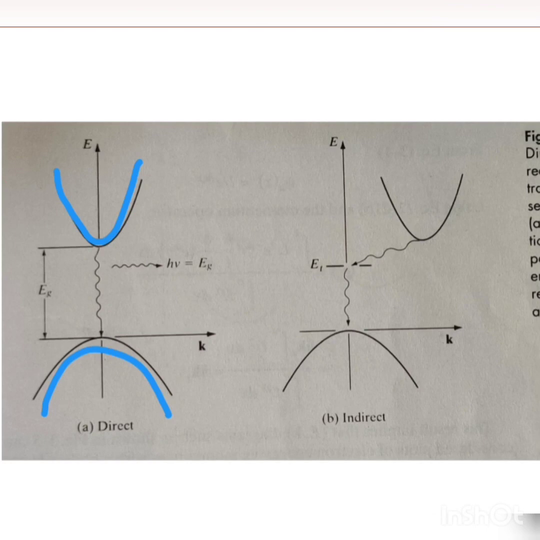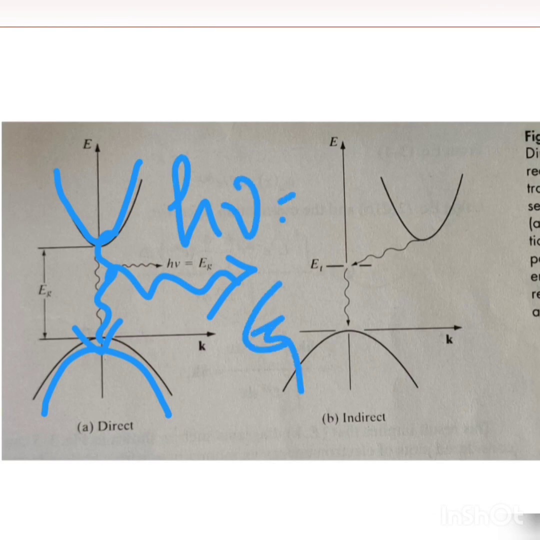So when an electron in the conduction band comes back to its original stable state, the extra energy Eg is released in the form of light, h nu equal to Eg.